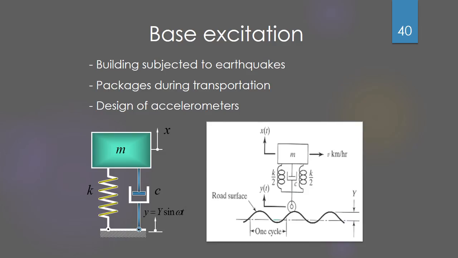Base excitation differs from harmonic force excitation in that the excitation is at the base, not the mass, and the excitation is given in terms of displacement, not forces. Examples of base excitation are buildings subjected to earthquakes, packages during transportation, and the design of accelerometers.